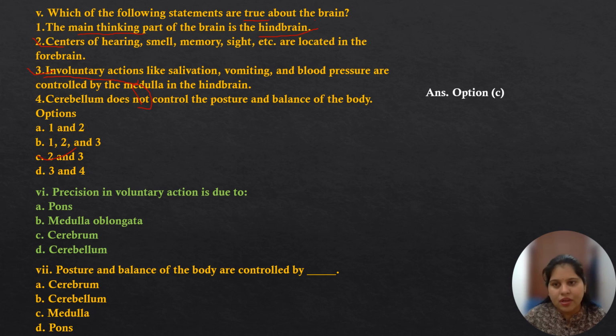Okay, next question. Precision in voluntary action is due to... Voluntary actions means the actions which are under our control. This is the function which is controlled by the cerebellum. Cerebellum helps in maintaining the posture of the body. Next question: posture and balance of the body are controlled by, yes, again, the cerebellum. This is a very important question.